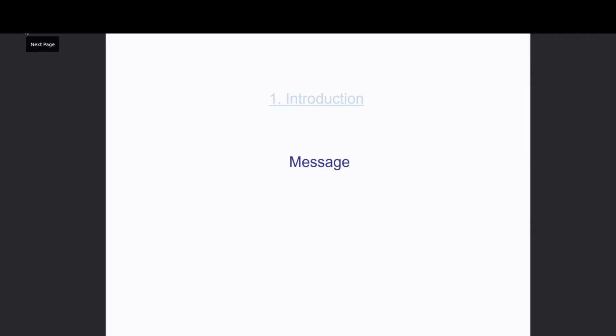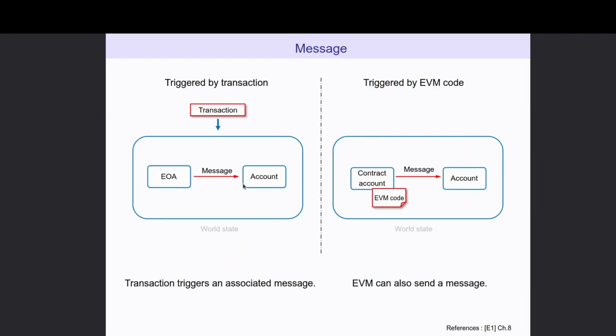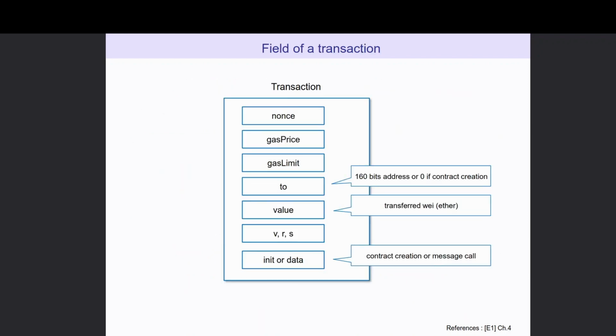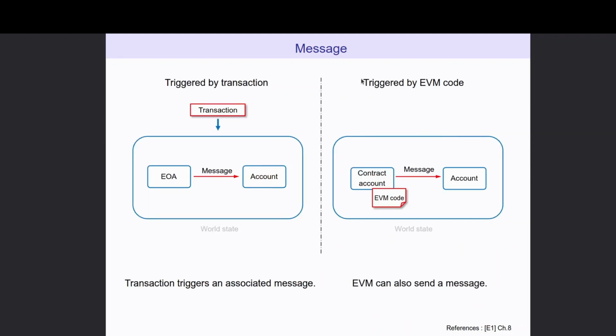And now on to the messages. A message is passed between two accounts, and it consists of data, which is just a set of bytes, and value. And messages can be either triggered by a transaction, which is what we spoke about before, or they can be triggered by EVM code. So smart contract accounts can also call other smart contracts or externally owned accounts.